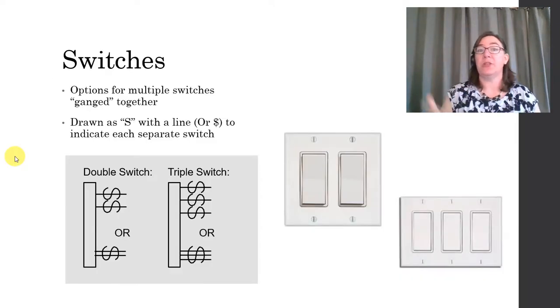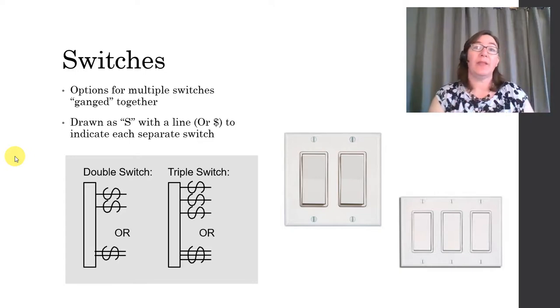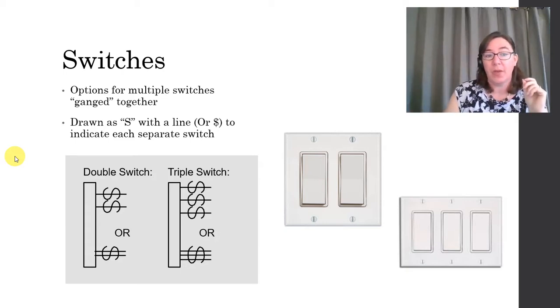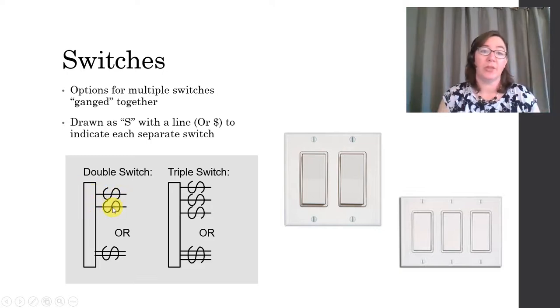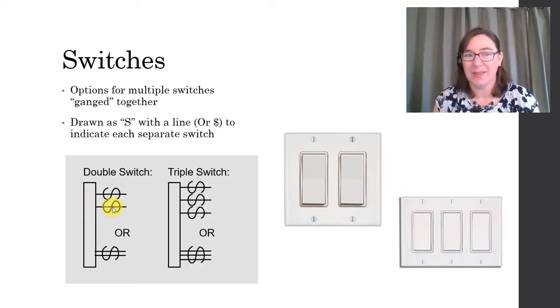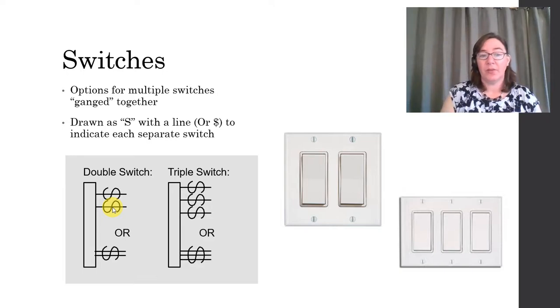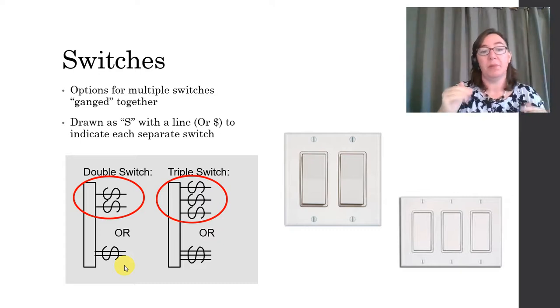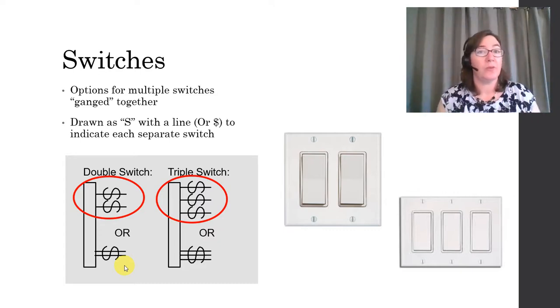Now, very often you have multiple switches ganged together. They're located in the same place, the same junction box on the wall. There are two different ways to indicate this on the plans. The first is just to put two symbols right next to each other, or three, or four, or multiple. The second is to use one S symbol, but add lines for each separate switch. It's more common to see the multiple symbols than the multiple lines, so that's what I want you to use for your projects in this class.